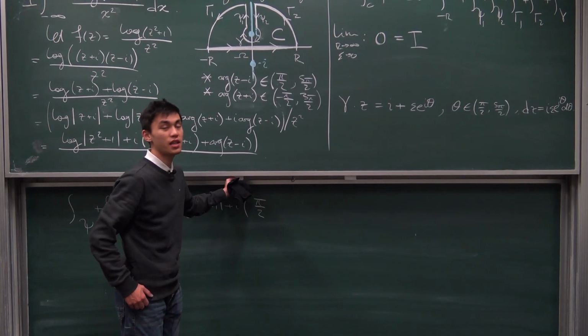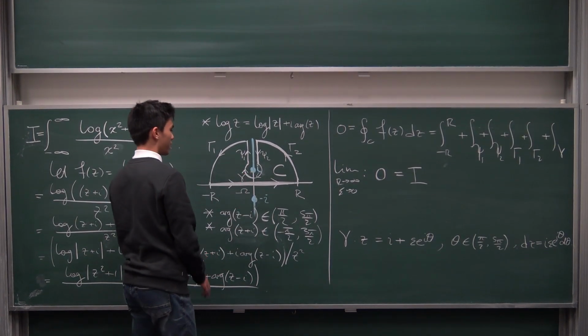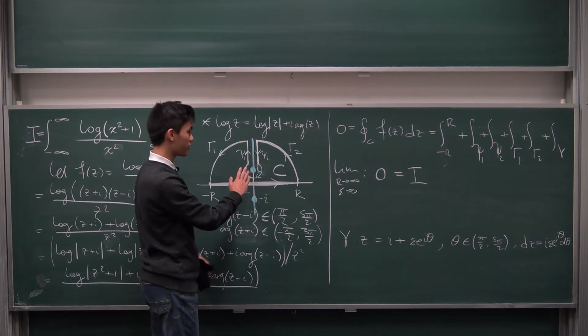Now how about the arg of z minus i? Well, z minus i, that's centered around here. What's the argument approaching as we come from the left-hand side?